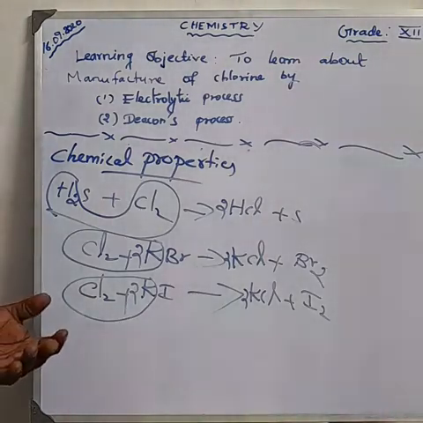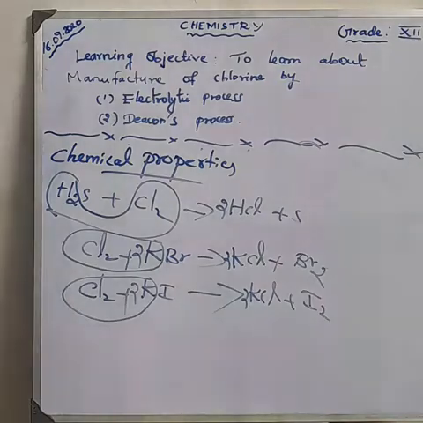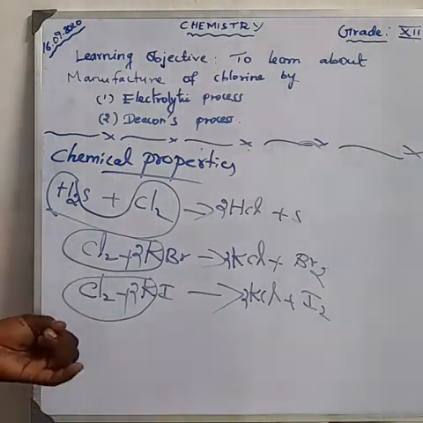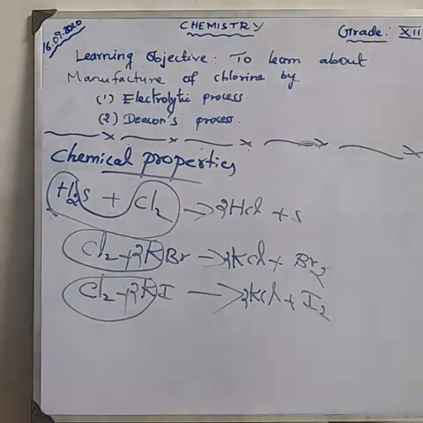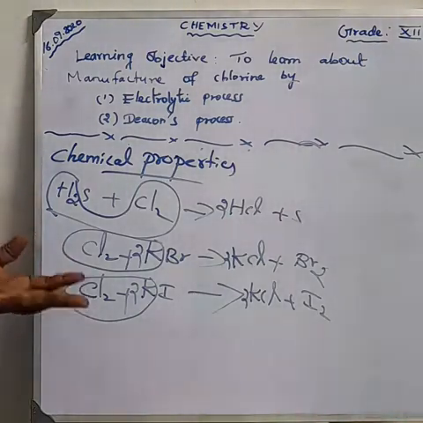Here we have some very good non-metals: boron, sulfur, phosphorus, arsenic and antimony. We are taking these as the non-metals. The first one is boron, which combines with chlorine to form boron trichloride. Sulfur combines with chlorine to form disulfur dichloride. Phosphorus combines with chlorine to form phosphorus trichloride. Arsenic combines with chlorine to form arsenic chloride, and also tin combines to form tin chloride.